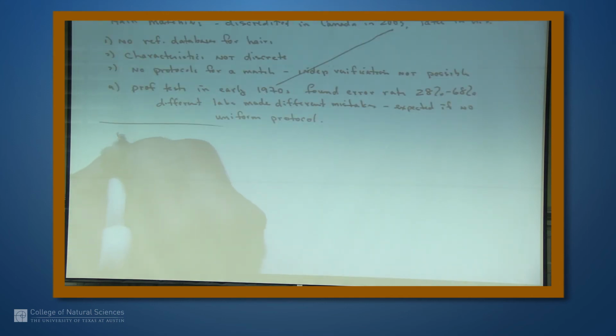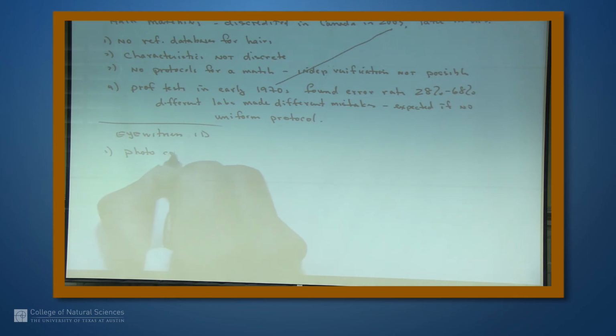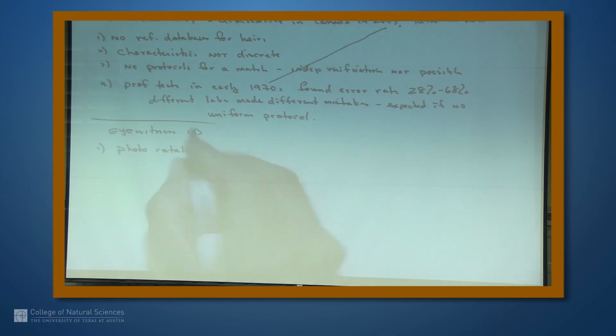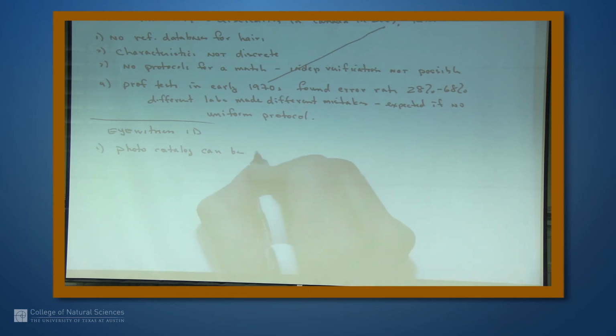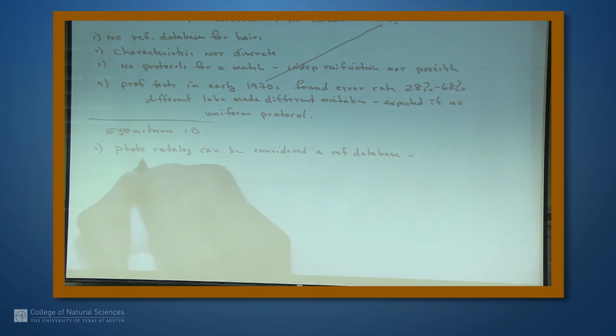So eyewitness identification. How does it fare? Well, if you go downtown to identify someone, they'll probably put you in front of a photo catalog. You could consider it a form of a reference database, but it's not quite the same. Anyone want to guess how it differs?